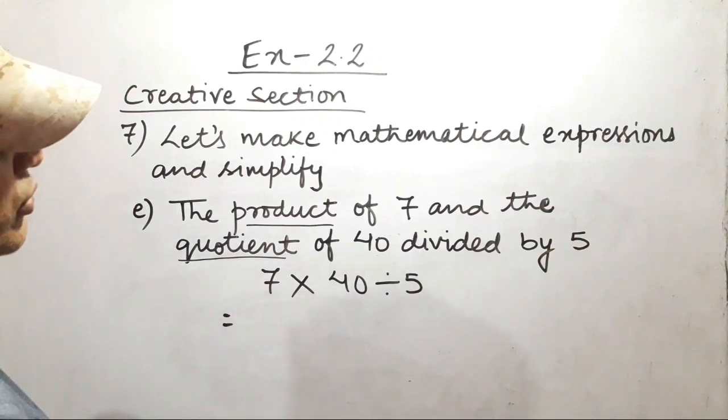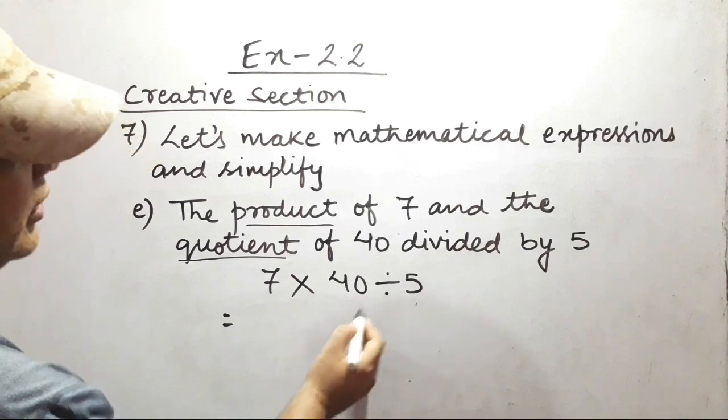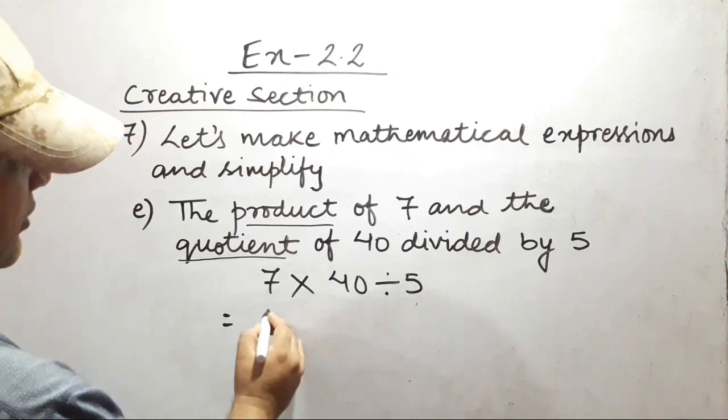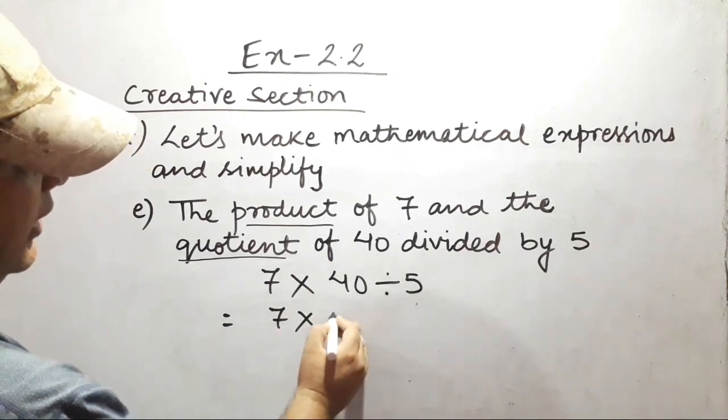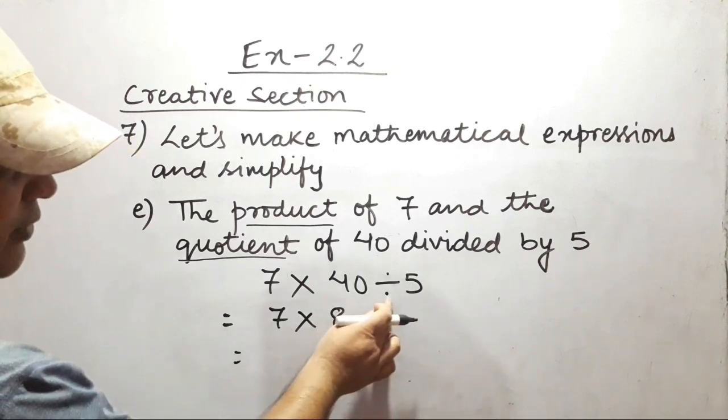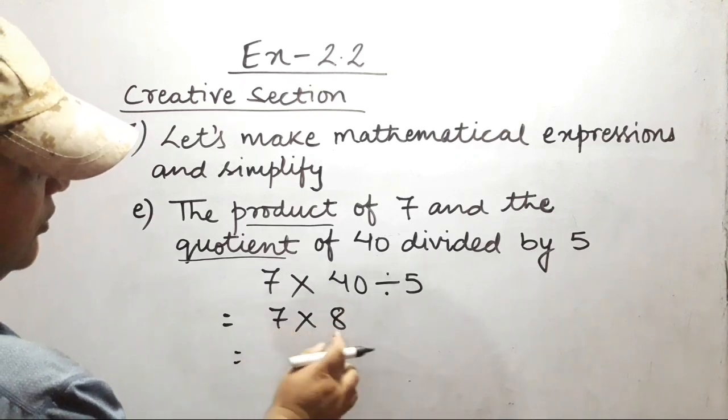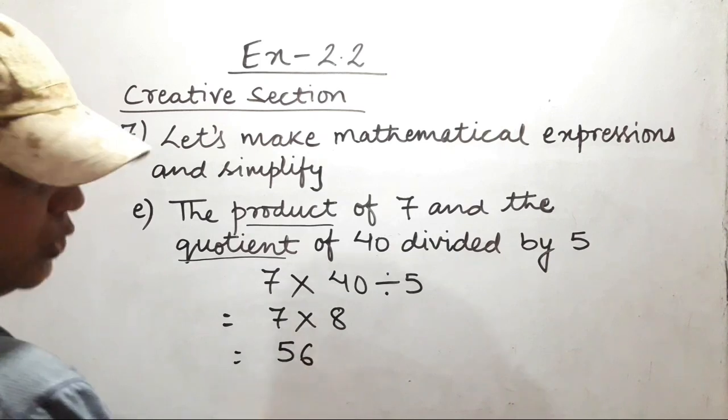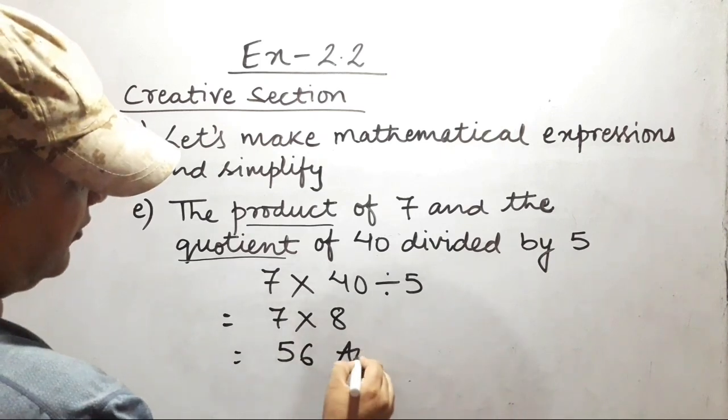So let's follow the DMAS rule. Here is divide: 40 divided by 5, 8. After division, multiplication: 7 into 8, 56. No addition, no subtraction.